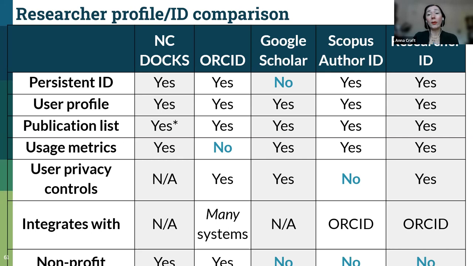ORCID is the one that integrates with the most other systems. Scopus and Researcher ID will integrate with ORCID. Google Scholar doesn't really like sharing data. And NC Docs, of course, is a UNCG product. And NC Docs and ORCID are the nonprofits here, and the others are for-profit companies.